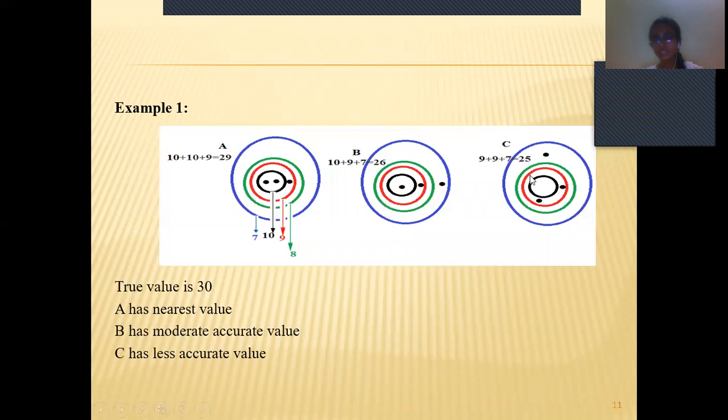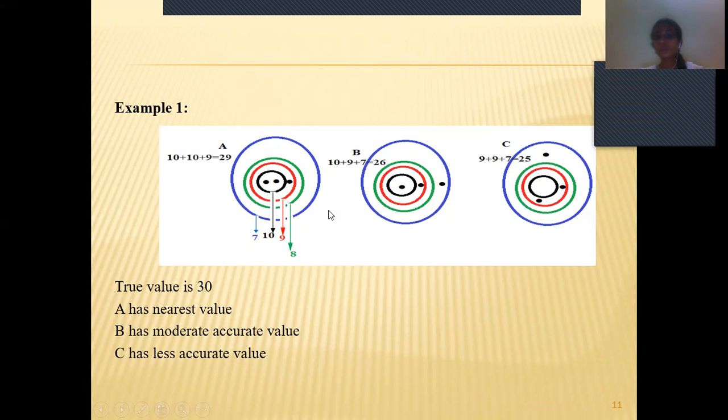Next, person C has shot two arrows in the red color, that is 9 plus 9, and this one is 7. So 25 points. So person A got 29 points, person B got 26, and person C got 25 points.